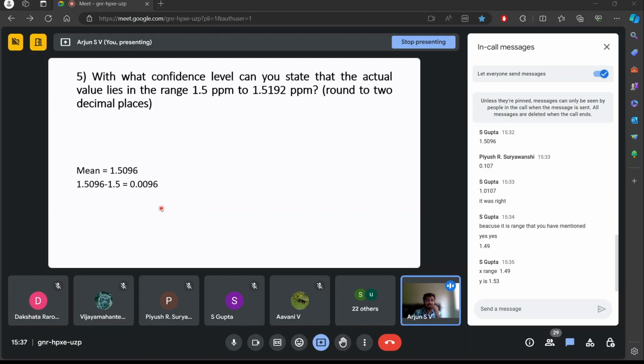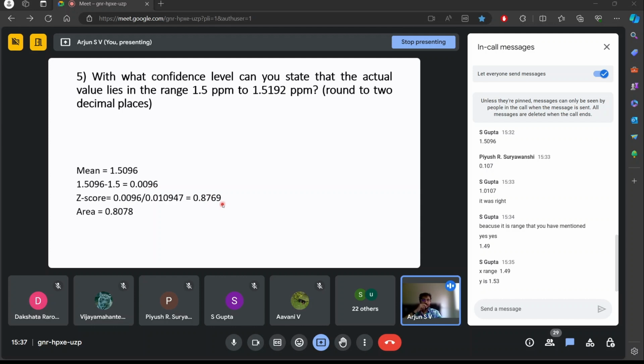The confidence level is found by using the Z table. You find the Z score, from the Z score you find the area covered, and then from the area covered you find the probability or the confidence level. So you have the mean 1.5096, and from it you take the lower limit 1.5 and subtract to get the 0.0096 value. To find the Z score, you divide this difference by the standard error, 0.010947, to get the Z score of 0.8769.